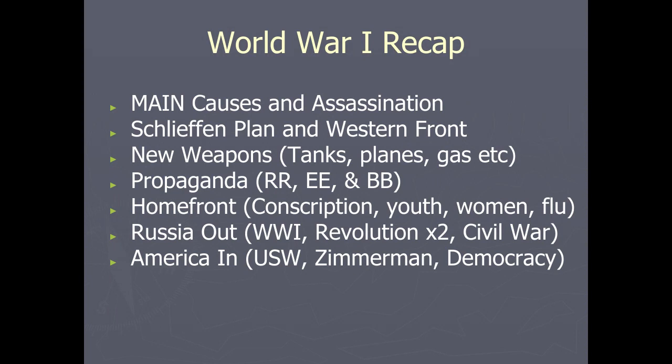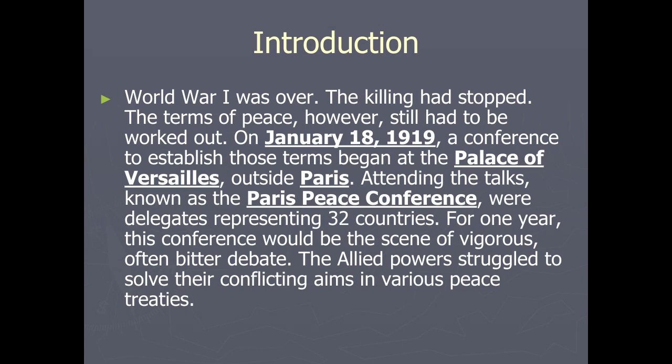So how does the war come to an end? All right. And how does this thing happen? Well, World War I ends with an armistice on November 11th, on the 11th hour of the 11th day of the 11th month, all right, in 1918. So 1918, the war is over.